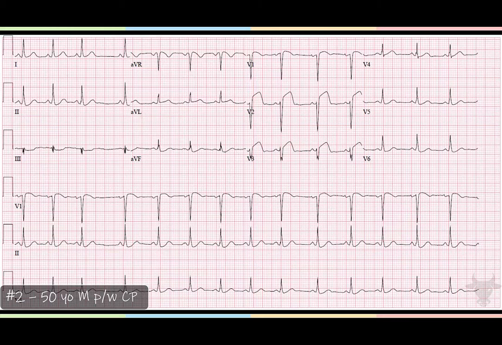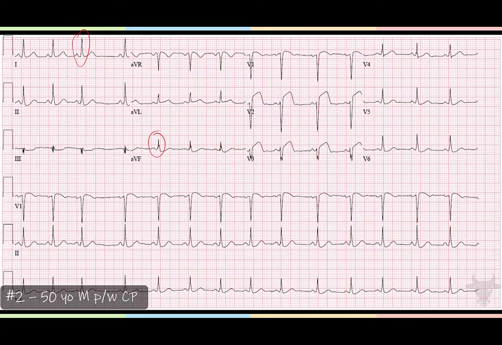So again, this rate looks to be about 80-ish or so. If we count out our boxes, again, 300, 150, 100, and it's between 75 and 100. So probably around 80 to 85. The rhythm appears sinus. The axis is normal. It's upgoing in one, upgoing in AVF. Our intervals overall look normal. And the money here is in signs of ischemia.